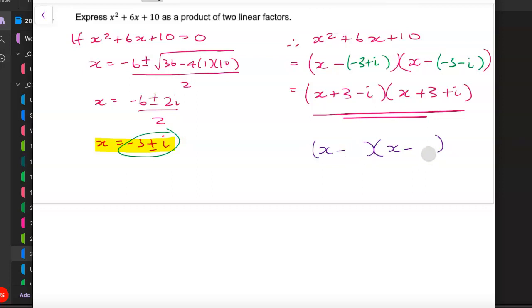Most of the time, I think most people would use (x minus m)(x minus n). So we're going to start with the x subtract, putting in our solution, and x subtract, putting in our solution.